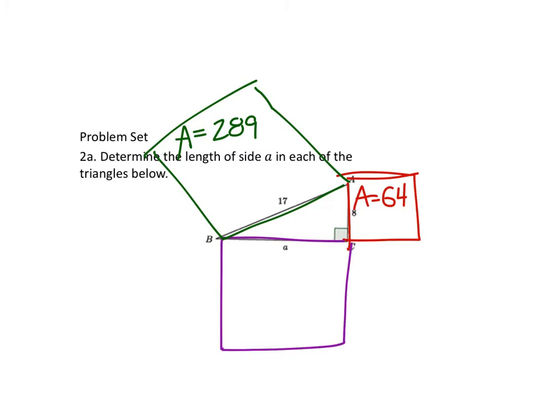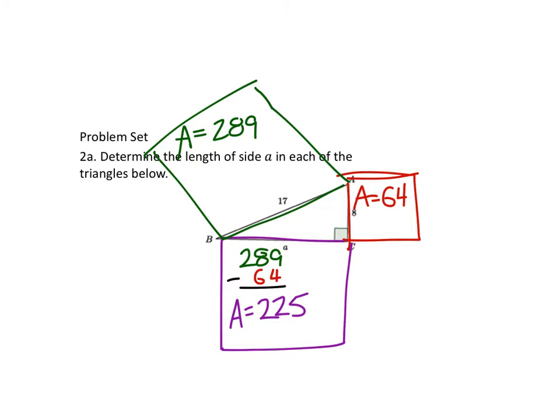So this purple square, since I would need to add the purple square to the red square to get the green one, if I want the area of the purple one, I'm going to take the green square area and subtract the red square area. So the green one was at 289. The red one's at 64. So I'm going to subtract these to get the area of the purple square, which would be at 225.